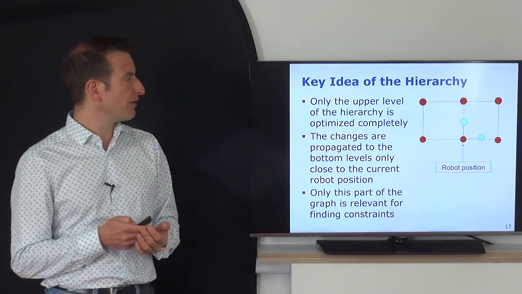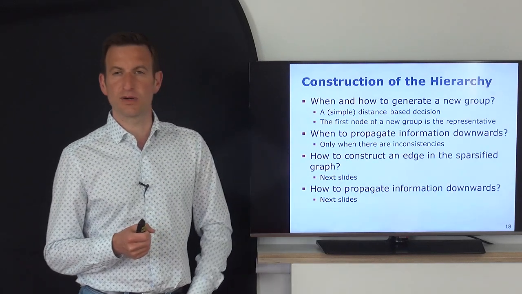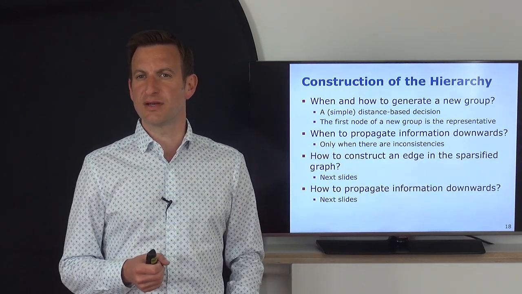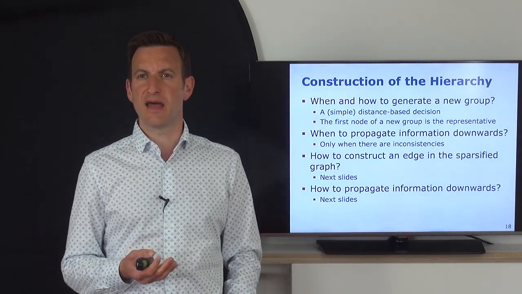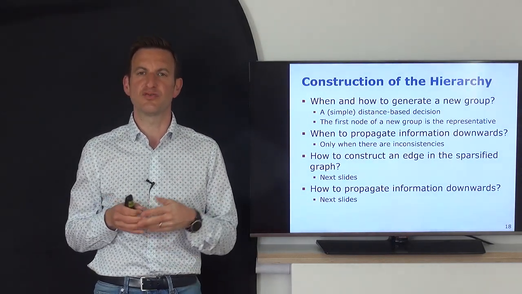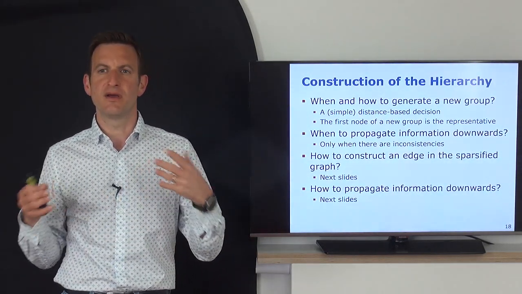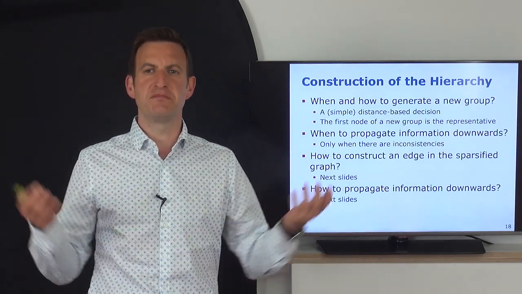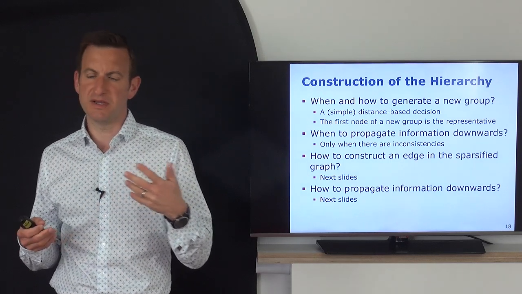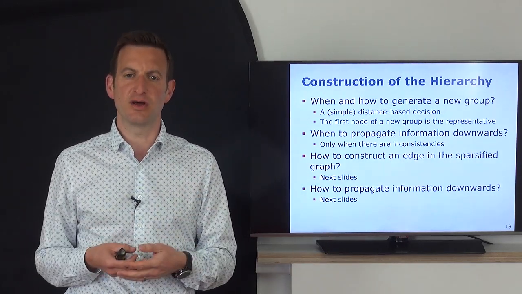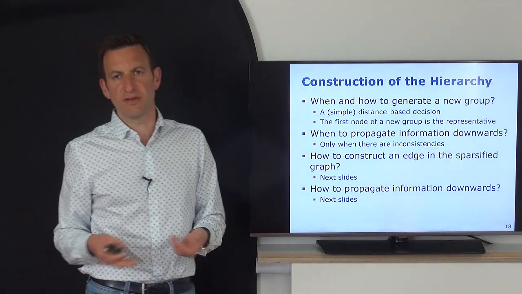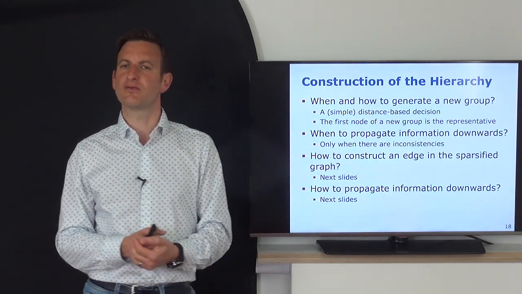So a few words about the construction of this hierarchy. How does it work? So the first thing you may want to take into account is, when should we actually create a new group? How should that happen? And again, as I said before, typically a very simple threshold-based decision does a really good job. So whenever the robot traveled for, let's say, 20 meters or something like this. Other options could be that if you have some additional knowledge, some additional information, maybe some topology information, you may exploit that, but often my experience is that it's not really needed.